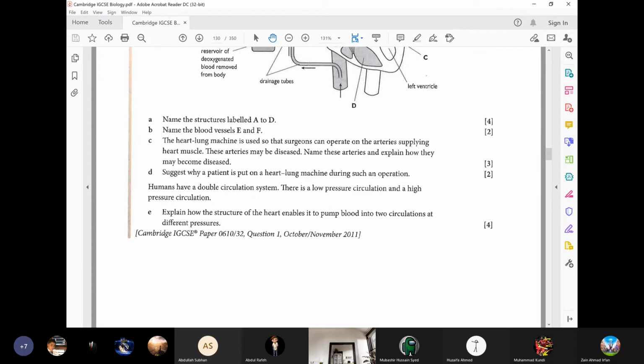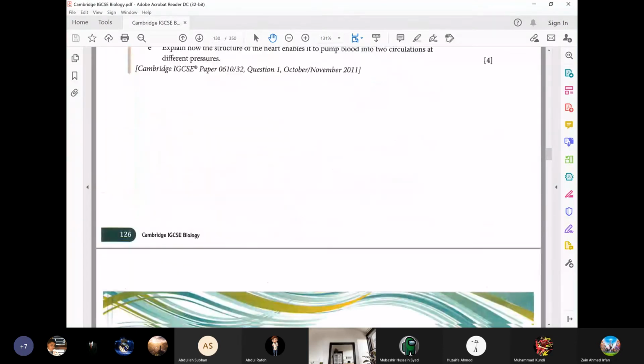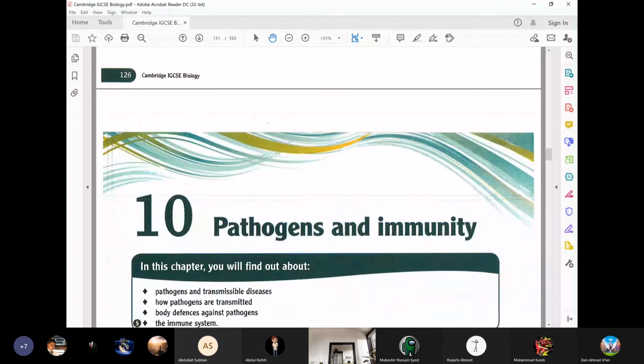Understood, everyone? Yes, sir. Is it difficult or easy? Easy. Because the left ventricle has thicker walls, it pumps blood with more force, more pressure, while the right ventricle has thinner walls, so it pumps blood with less pressure, less force. So the two sides of the heart are pumping blood with different pressures.